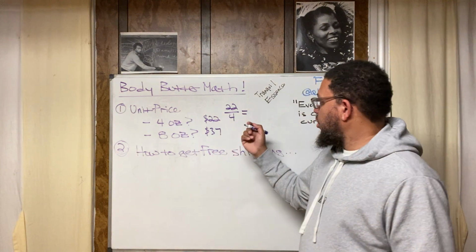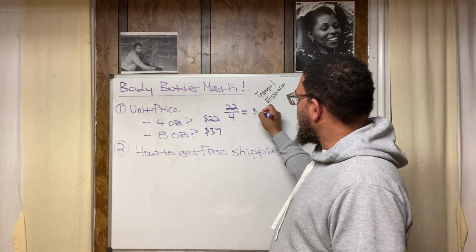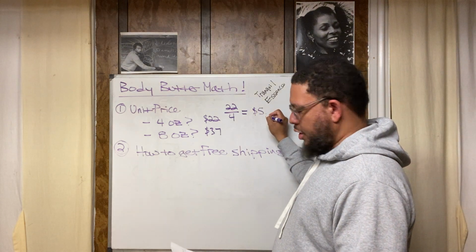So that would be, let's see, 20 divided by 4, we said that was 5, so $5.50, right? Yeah.